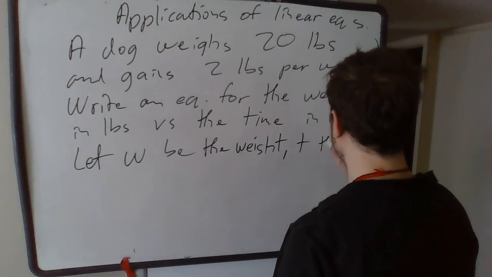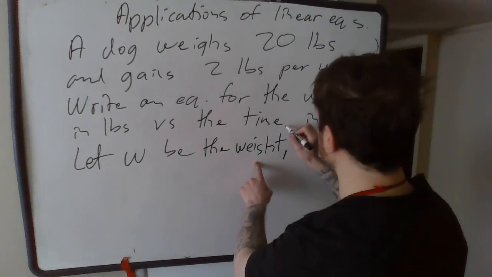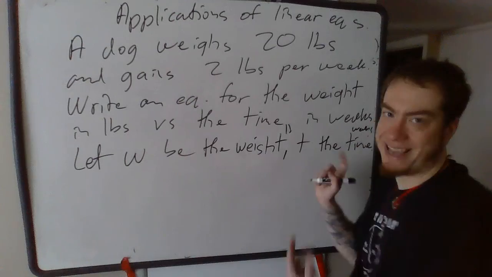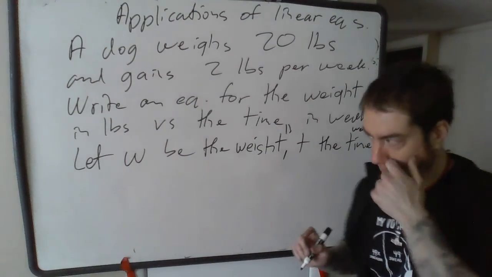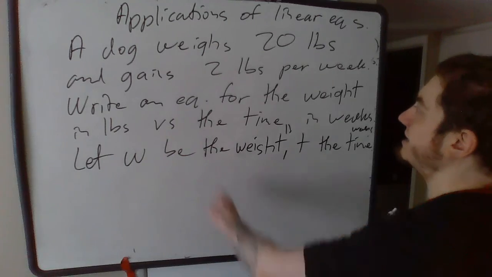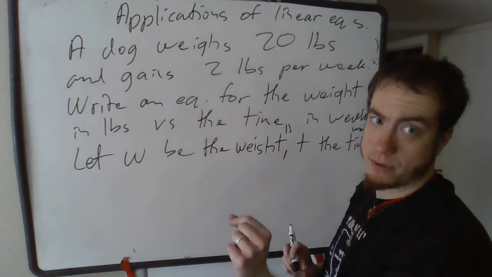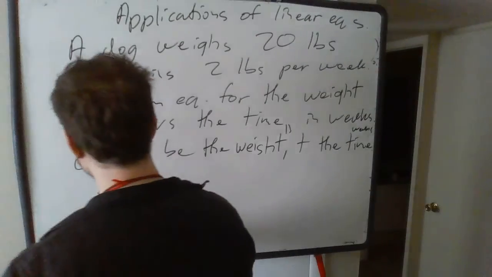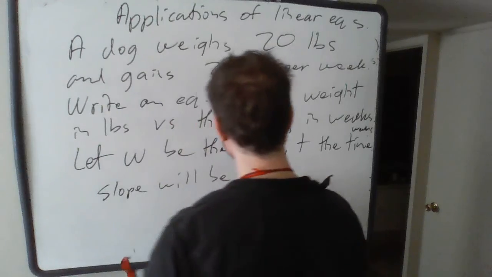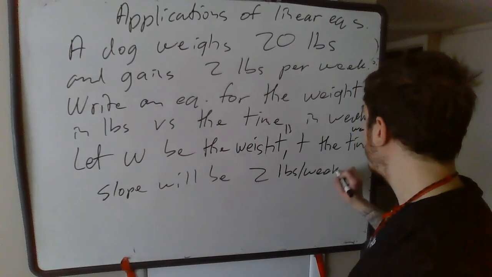And T, the time. Now, of course, W is going to be the weight in pounds, and the time is going to be in weeks. That's given to us in the problem. Now, what we know about this is that this dog gains 2 pounds per week. So that means that the slope will be 2. It's going to be 2 pounds per week in particular.